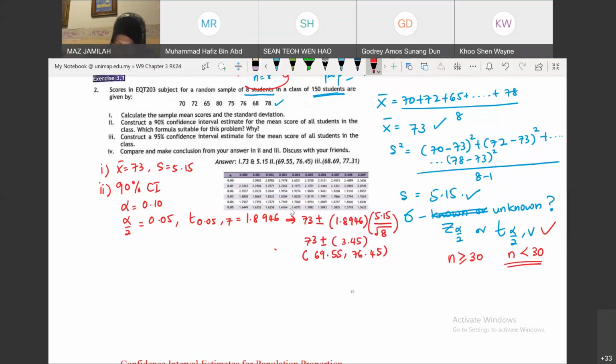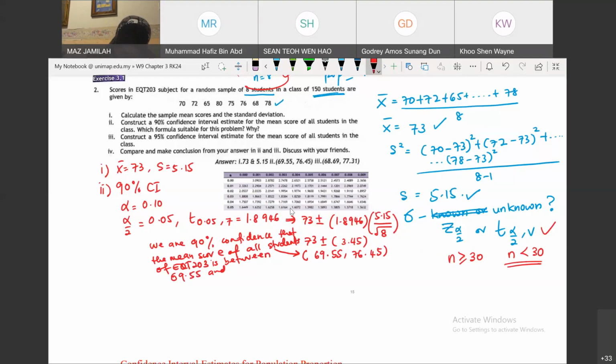Okay, so how do we interpret this? We are 90% confident that the mean score of all students of EQT 203 is between 69.55 and 76.45. Okay, so that would be for the second one.